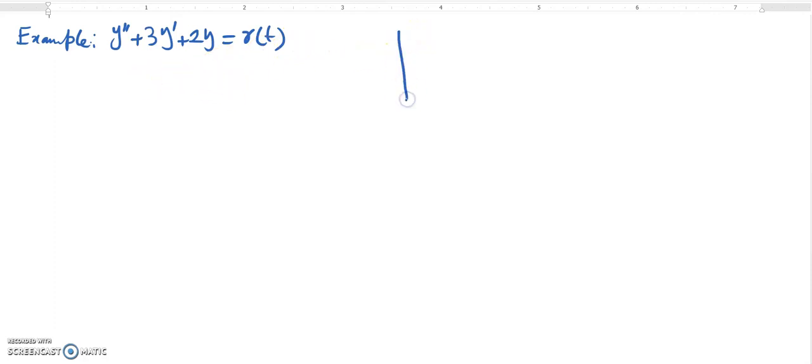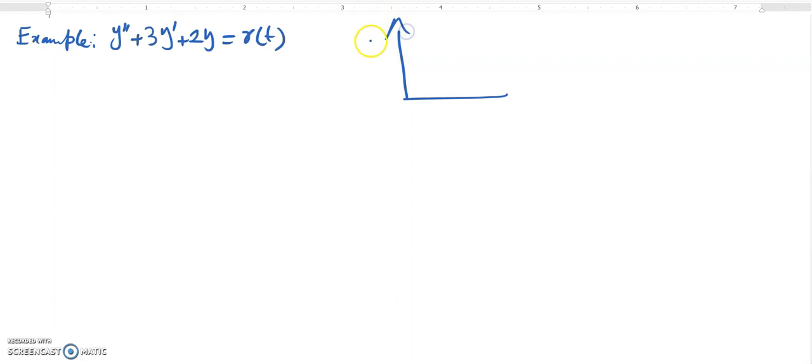Okay, let's do one more example about the unit step function. Example: it is an initial value problem again, second order. y double prime plus 3y prime plus 2y is equal to a function r of t. So r of t is something like this.